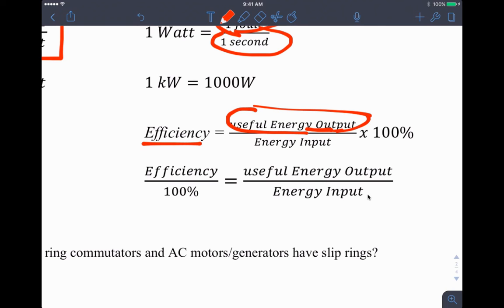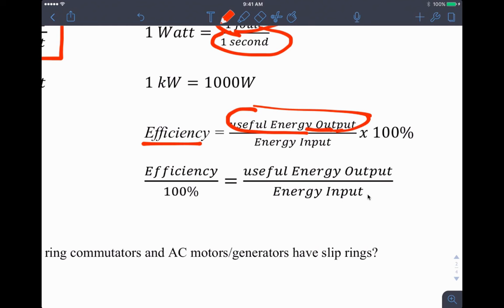If you're asked to calculate efficiency, you'll never get an efficiency greater than 100%. It's impossible. And if you do, then you realize you've flipped it. You've got the input over the output. So it's always output over input.